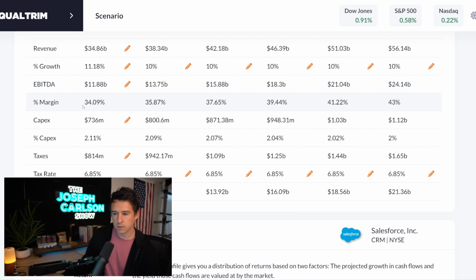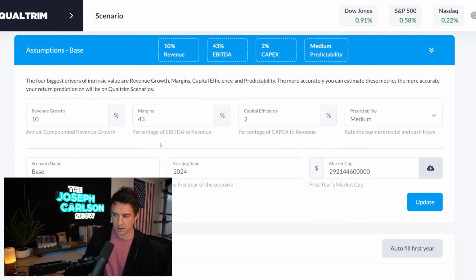I think the margins will go from 34 to 43%. So they're currently at 34%. I think they'll improve to 43% over the next 5 years.